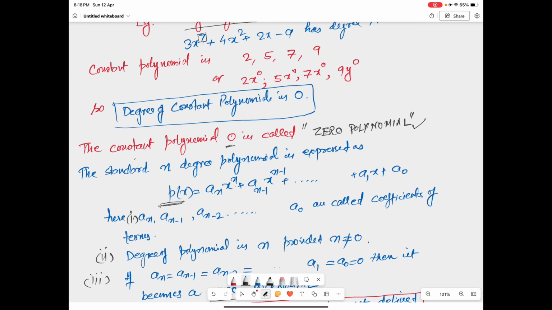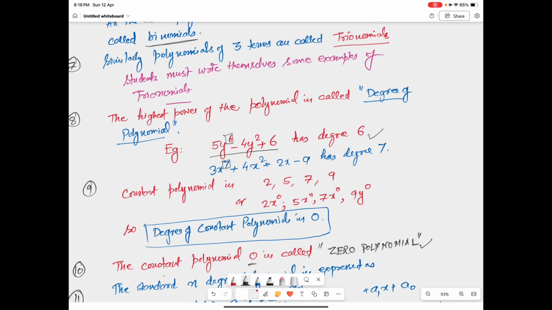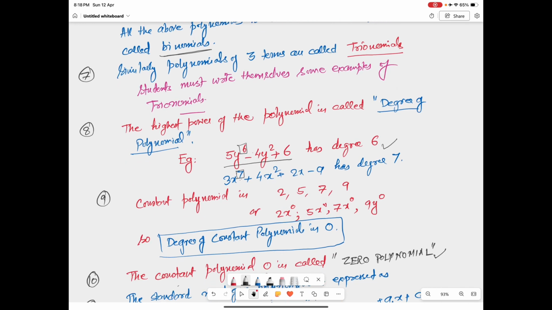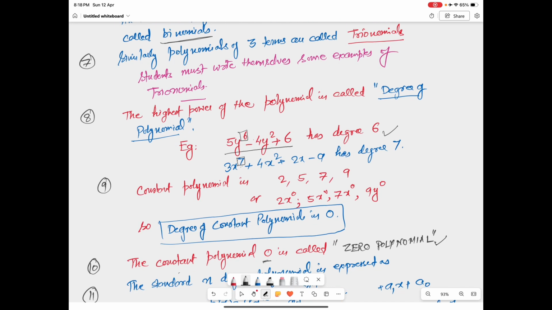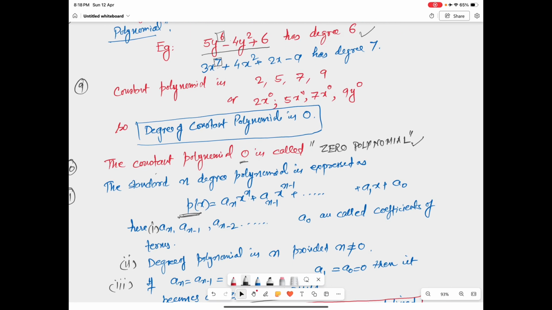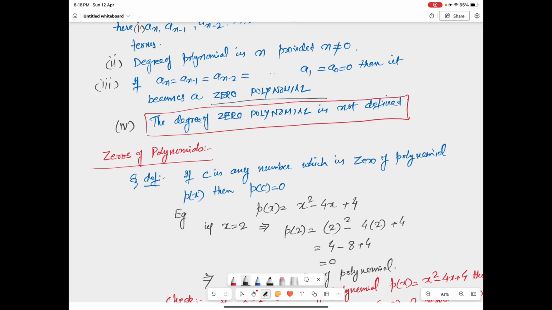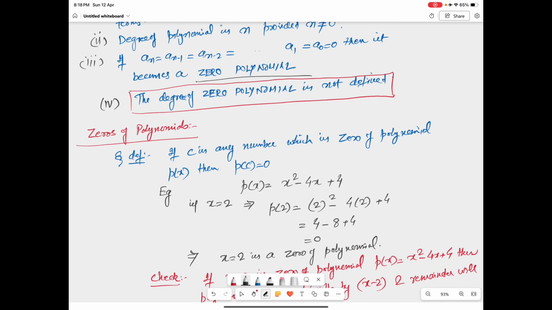So these are some very important points you should revise, remember and understand: what is a term, what is an exponent, what is a coefficient, what is the degree of a polynomial, what are monomials, binomials, trinomials, and what is a zero polynomial. This will help you understand and solve the examples given in your CBSE books. Now I will come to another topic, zeros of a polynomial.